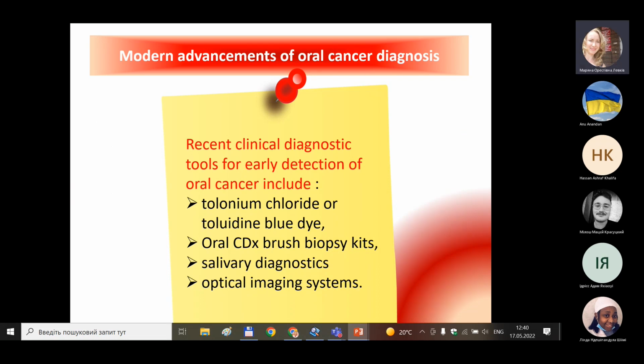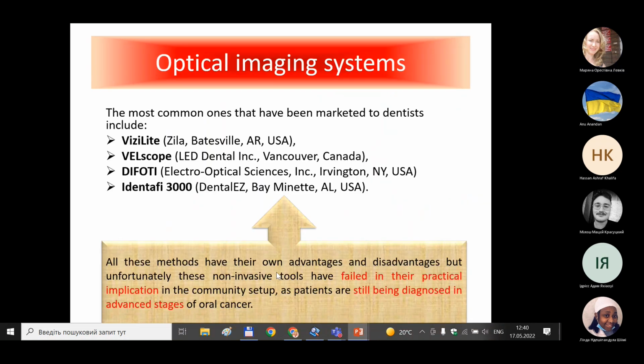So modern advancements in oral cancer diagnosis are what is called early detection. They are toluidine blue dyes, oral CDX brush biopsy kits, salivary diagnostics, and optical imaging systems. The most common ones that have been marketed to dentists are the optical imaging systems: VisiLight, Velscope, D40, and Identafi 3000. All these methods have their own advantages and disadvantages, but unfortunately, these non-invasive tools have failed in their practical implementation in the community setup, as patients are still being diagnosed in advanced stages of oral cancer.